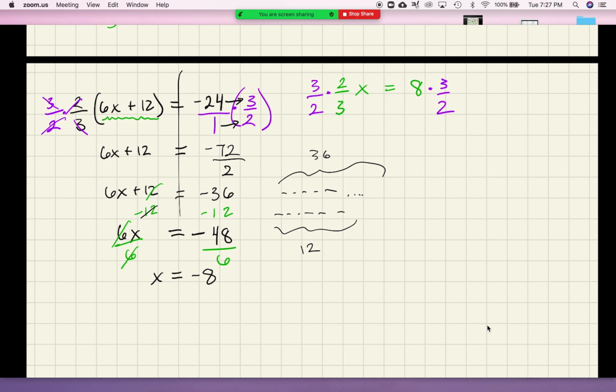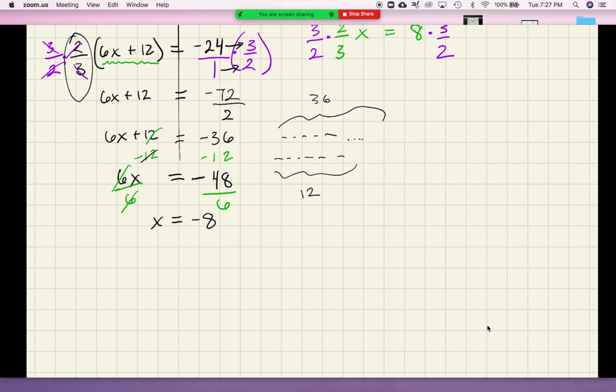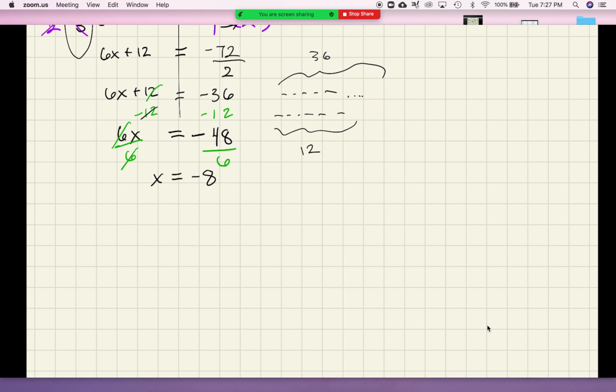So that was a 3-step problem. One was getting rid of this number by multiplying by the reciprocal on both sides, and then we took this and simplified it. The next step was getting rid of the 12 because that was the next farthest away. And finally we got rid of the 6, which was the closest to the x. All right, now let's see if we can make it make sense with the other equations.